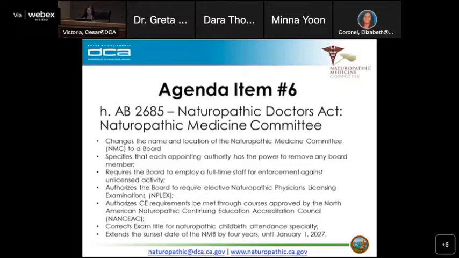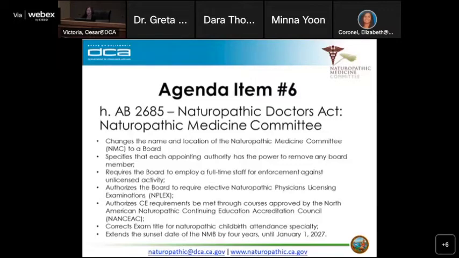However, since then, our sunset has been moving along quite well, and we've had some amendments to the bill language. So currently, our bill has an amendment to change the name and location of the Naturopathic Medicine Committee from under the Osteopathic Medical Board to a board under the Department of Consumer Affairs. It also specifies that each appointing authority has the power to remove any board member, as I had just presented. It also requires the board to employ full-time staff for enforcement against unlicensed activity.